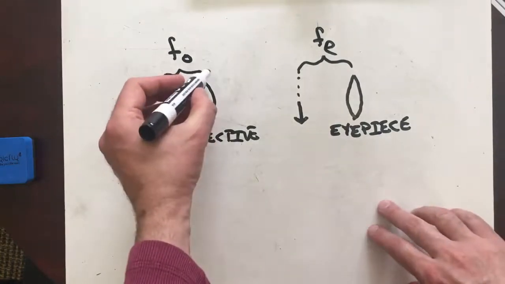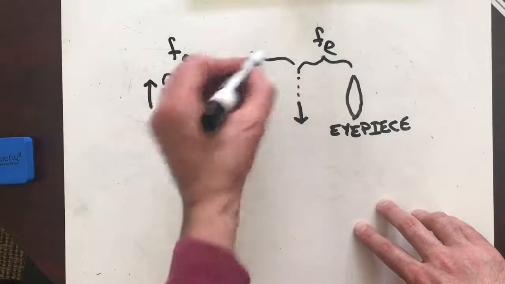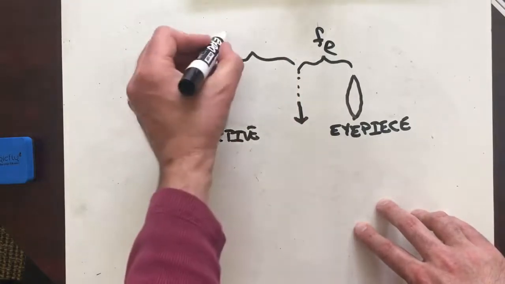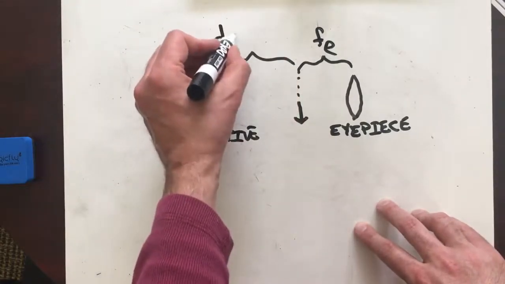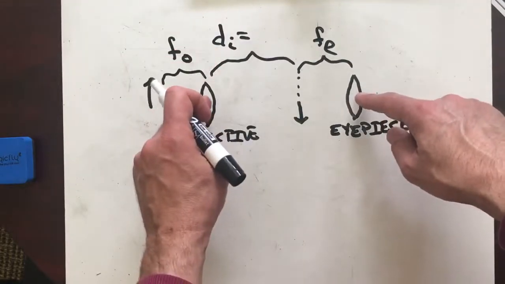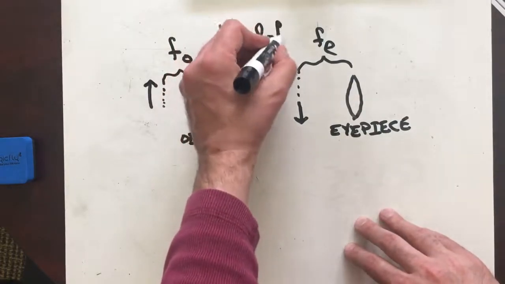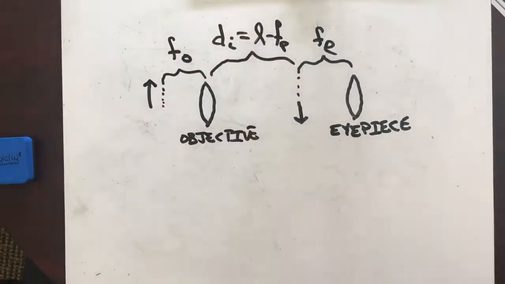And this distance here from the objective to the image is, of course, the image distance, and it's going to be equal, and this should be pretty straightforward, to the entire length of the microscope. So this is just the length minus the focal length of the eyepiece.